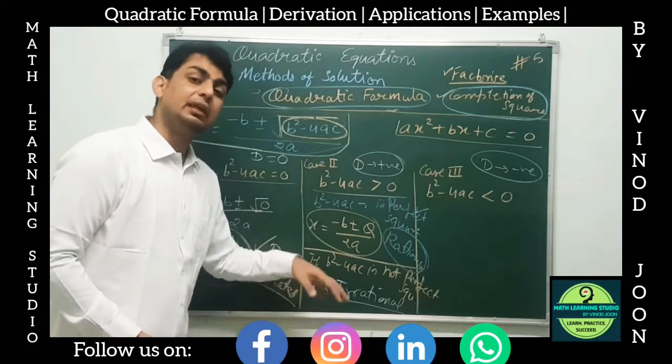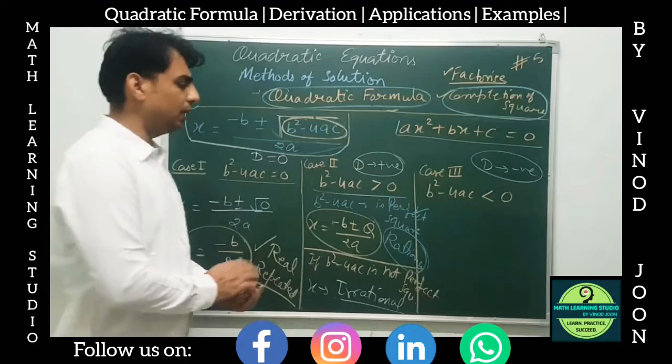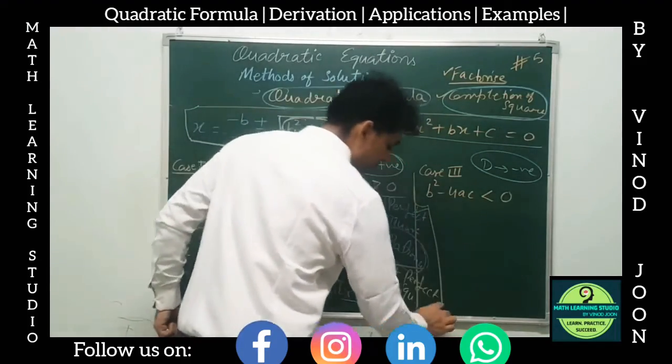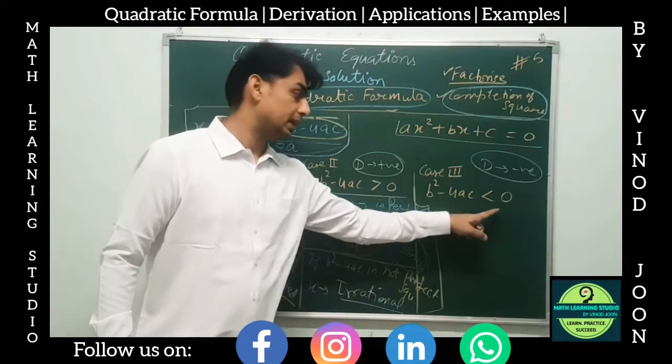Same way in the irrational part also, we will get two different values. Alright. Now the case 3, very simple. When D, or b square minus 4ac, is less than 0.